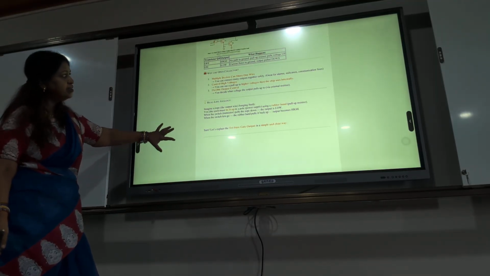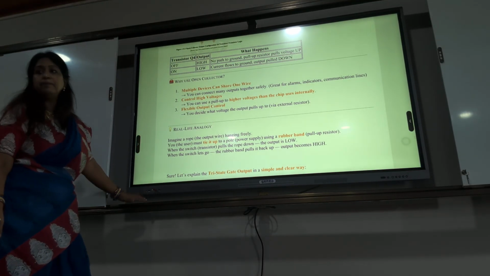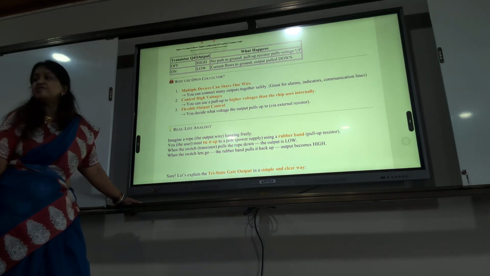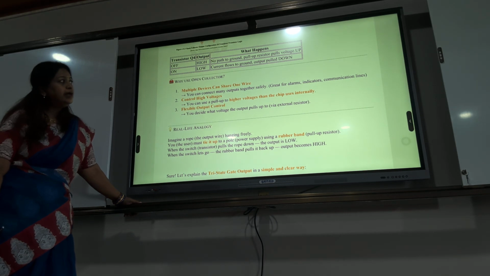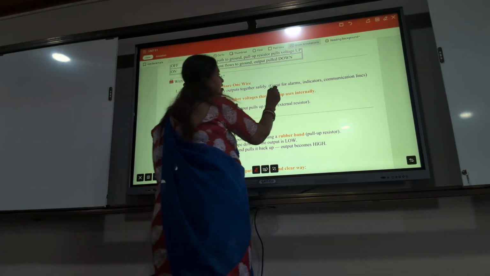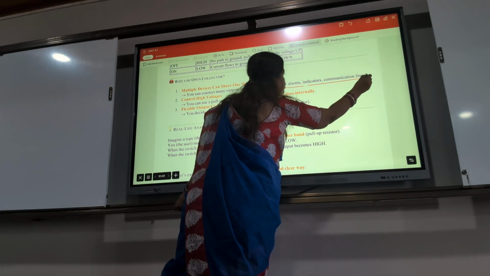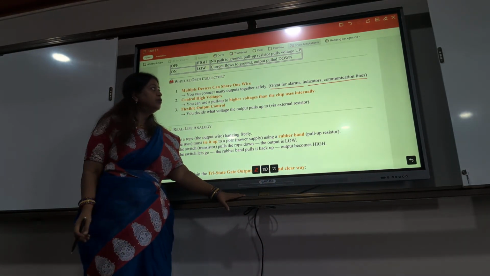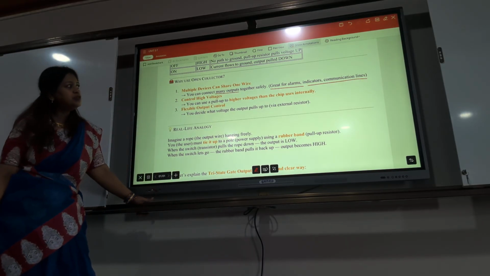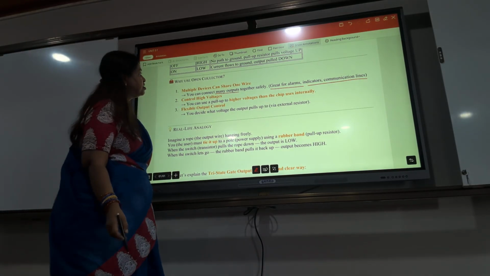Why are we using open collector? Multiple devices can share one wire. You can connect many outputs together safely. It is great for alarms and indicators; these are all examples. They will ask you why open collector is useful and where it is useful. You can connect many outputs together safely, and it is used for alarms, indicators or communication aids.